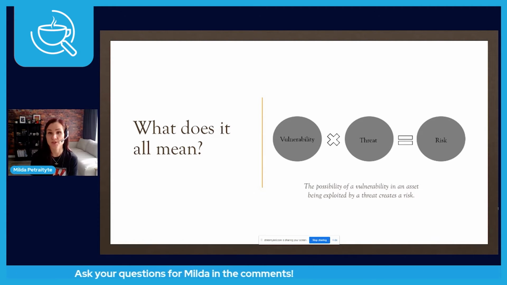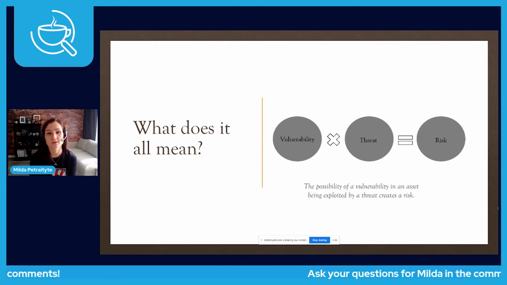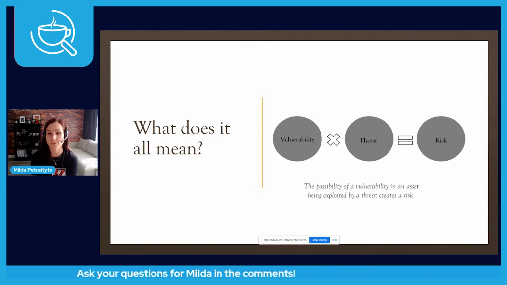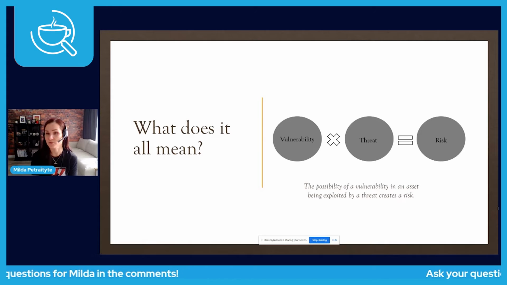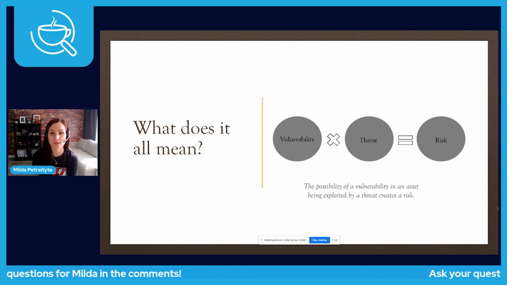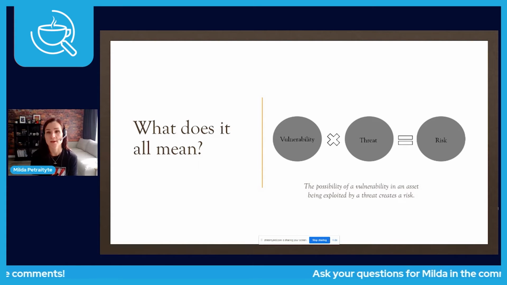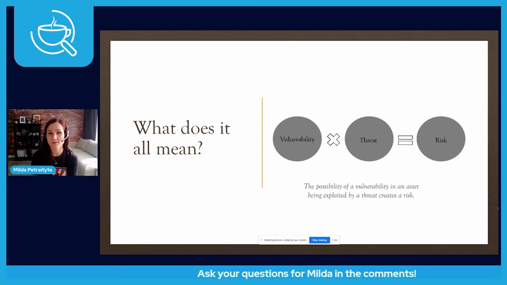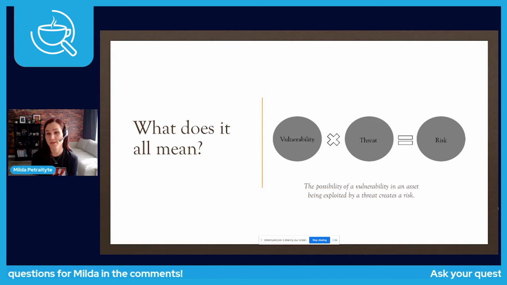Here, essentially, what we try to find out is whether we have a risk at all. We don't try to evaluate at this point whether a risk is big or low, or whether the priority is high. We just want to find out: is there a risk or not? Do we have an asset which could be vulnerable, yes or no? Could that asset be of interest to some threat actor, or could it be exploited? Could something take advantage of that vulnerability, yes or no? So the possibility of a vulnerability in an asset being exploited by a threat creates a risk.